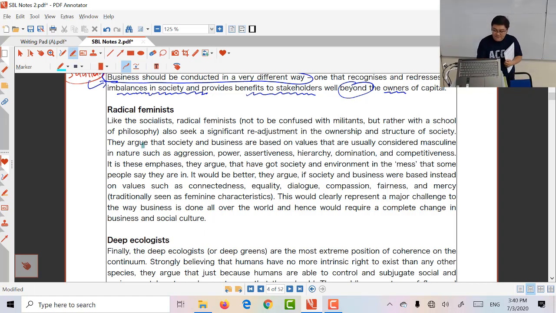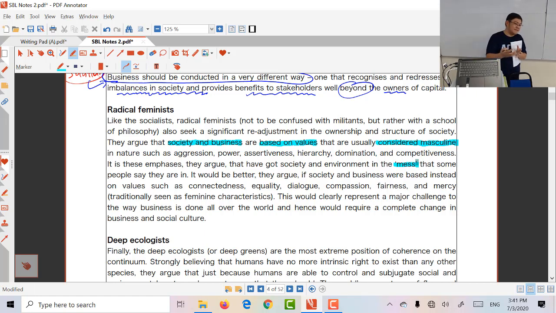Now they say that society and businesses are based on values that are considered masculine. And they give examples like aggression, power, assertiveness, hierarchy, domination, competition. They say this is male behavior. If you agree or if you don't agree, okay? So they say because of all this behavior, the environment is in a mess.